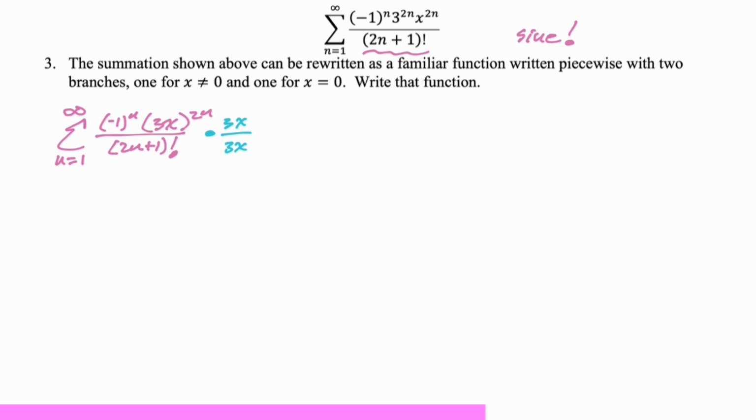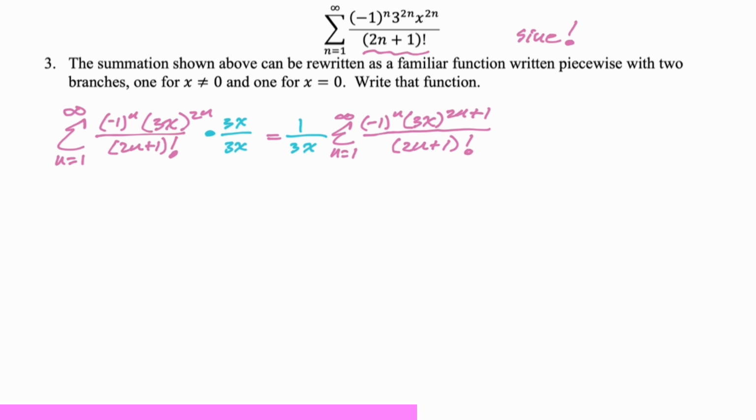I'm just going to factor out the 1 over 3x that we still have there. So we have this. And then at this point, we have our -1 to the n. We have 3x now to the 2n plus 1. So things are looking good. And then 2n plus 1 factorial.